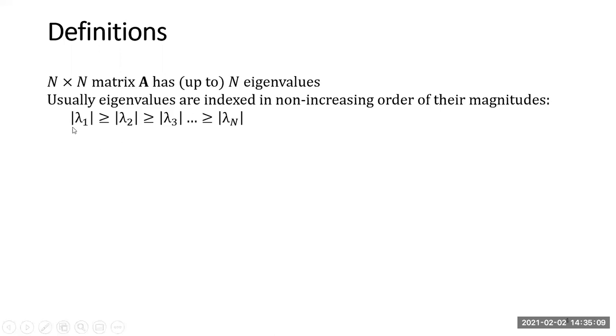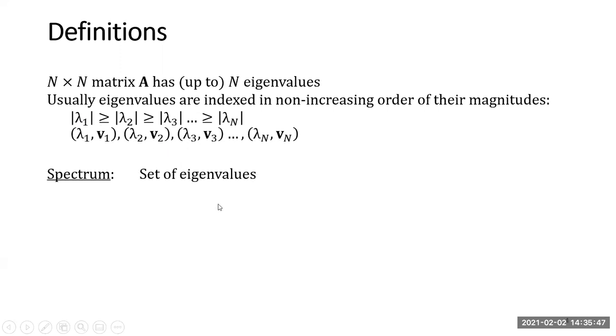Now, if we sort the eigenvalues numerically in terms of their absolute values, their magnitudes, then we usually index them like this. Lambda 1 is the eigenvalue which has the largest numerical value, and the next largest one is lambda 2, and so on. And if we place the corresponding eigenvectors, then lambda 1 V1 is an eigenpair, lambda 2 V2 is another eigenpair, lambda 3 V3 is another eigenpair, and so on.